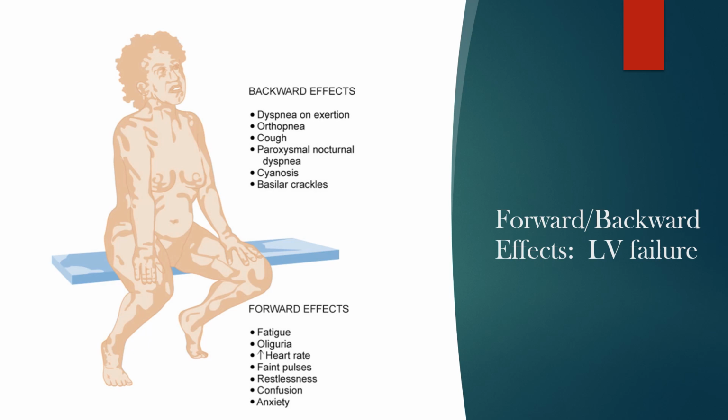A forward effect is anything after the heart. If you look at this, you're going to see that these are the exact same symptoms that you're going to see in right-sided heart failure. You're not pumping out enough blood to meet metabolic needs, so you're going to have fatigue. You're going to have decreased urine output. The heart tries to compensate by increasing its heart rate. You're going to constrict down. You're going to get reduced pulses, restlessness, confusion, and anxiety. Please remember these.